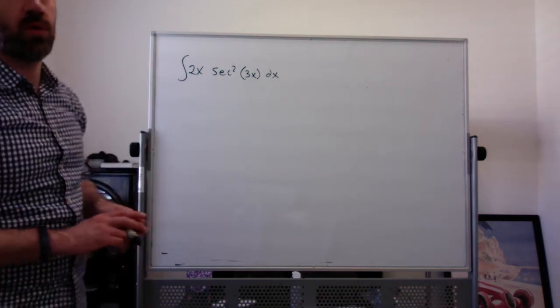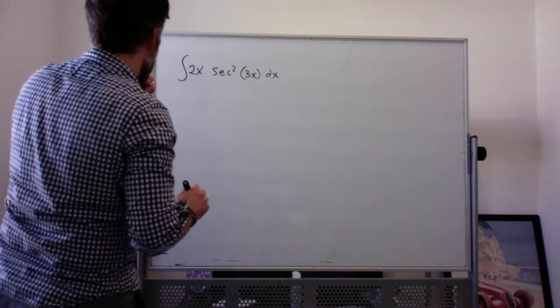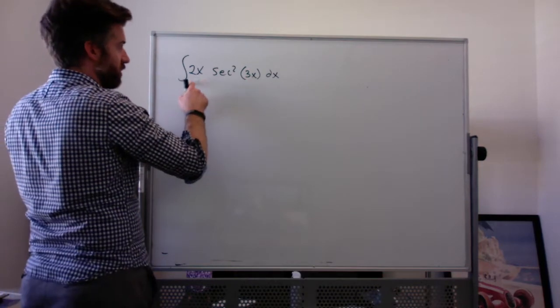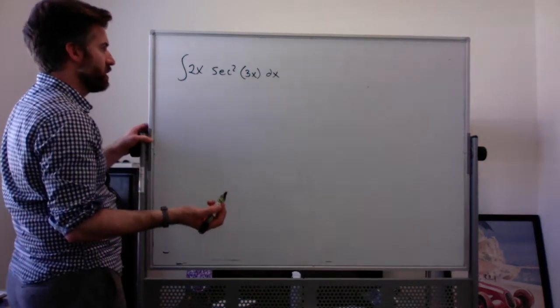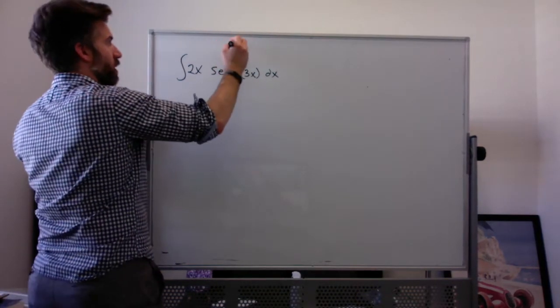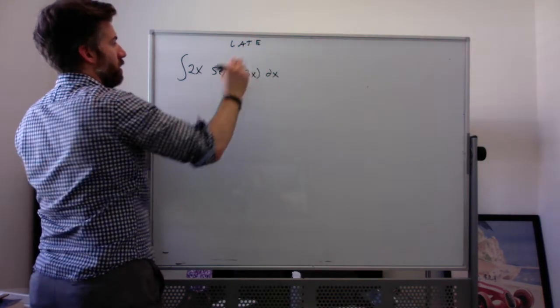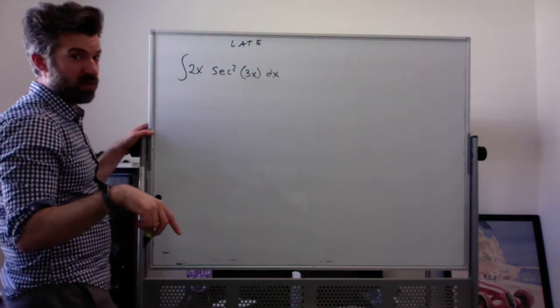Here are some more integration by parts problems. So here I've got 2x secant squared of 3x, and it seems reasonable, right? Again, thinking about the LATE acronym. Don't worry, we'll get to a problem where we let u equal the trig function.